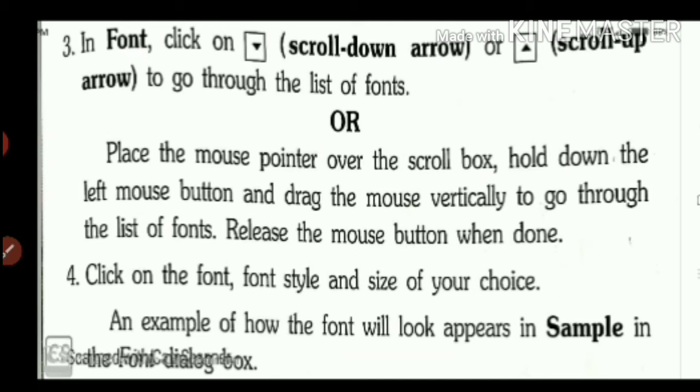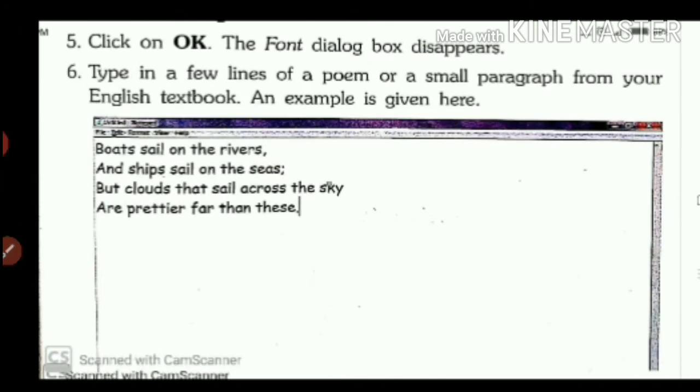Fourth step. Click on the font, font style and size of your choice. Whichever is your choice, based on that you can check the font, font style and size. So, an example of how the font will look appears in the sample in the font dialog box. Whatever you are typing will appear, that is the sample. So, now we will click on OK. The font dialog box disappears. Now, you type a few lines of a poem or a small paragraph from your English textbook. An example is given here.